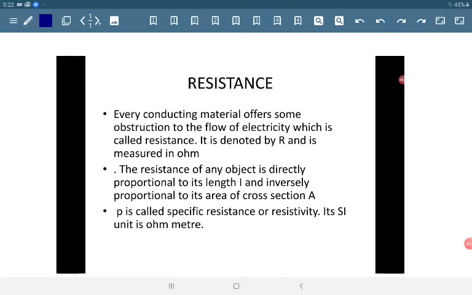Every conducting material offers some obstruction to the flow of electricity, which is called resistance. It is denoted by R and is measured in ohm. Resistance of any object is directly proportional to length L and inversely proportional to its area of cross section A. If we remove the sign of proportionality, R is equal to a constant, which is written as rho, times L upon A. This rho is called specific resistance or resistivity.